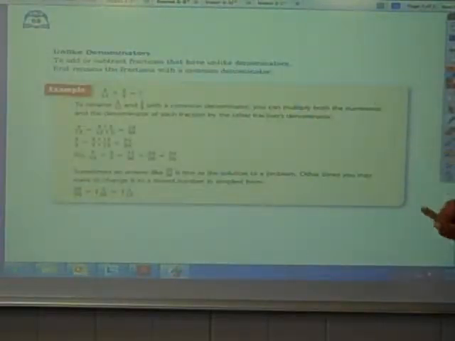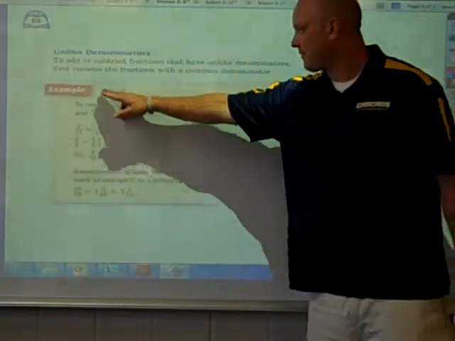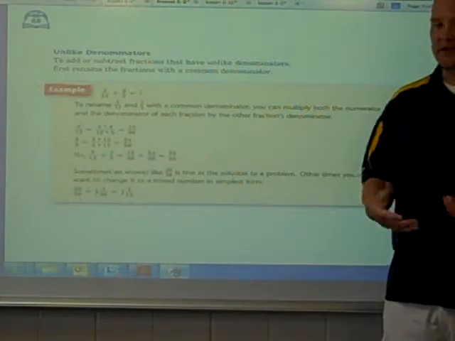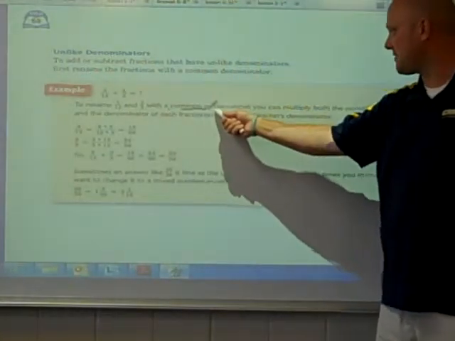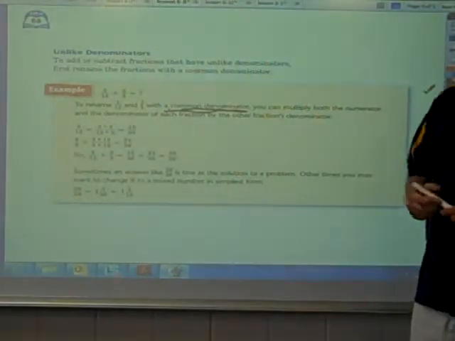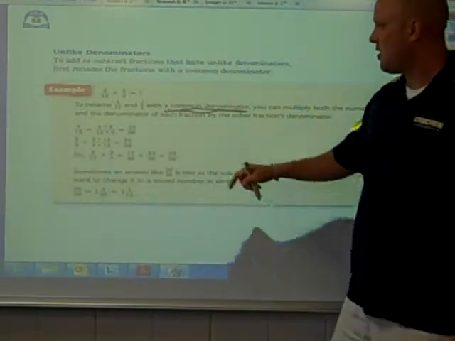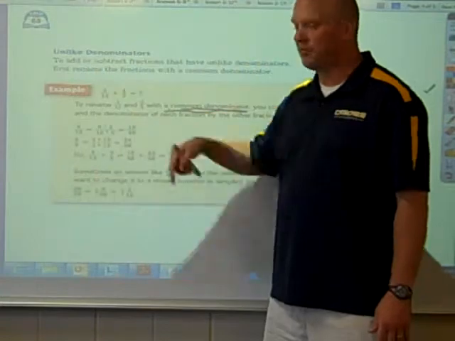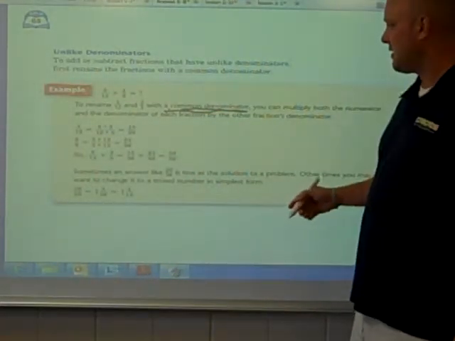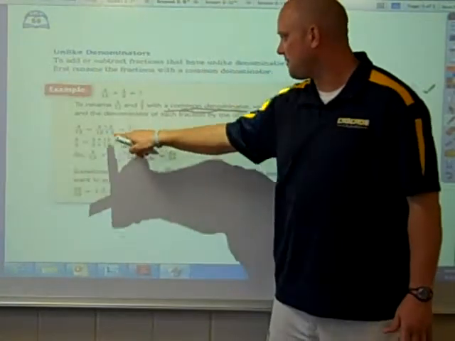Now with an unlike denominator, so if I have 5/12 plus 2/3, what I end up having to do there is to find my common denominator. Now there's a couple of different ways that you can do that. You can get what they call a quick common denominator, where if you multiply 12 and 3 and get 36, you know both those numbers are going to go into it. So that's what they did here.